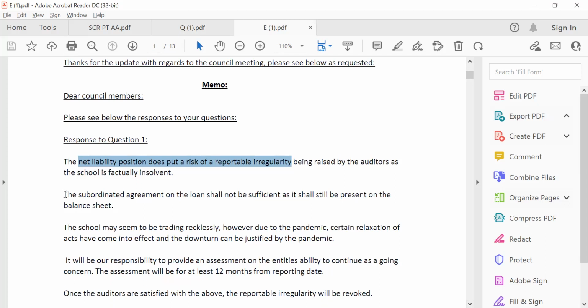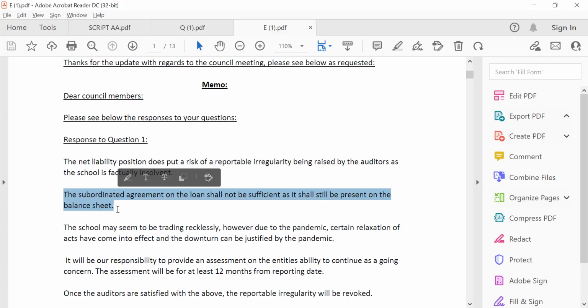The candidate then further goes on to say, the subordination agreement on the loan shall not be sufficient, as it shall still be present on the balance sheet. Yes, the loan will be present on the balance sheet, but what does the subordination agreement actually show? It shows that the Midrand school is not trading recklessly. The Midrand school is actually acting in the best interest of its creditors. That's what the subordination agreement shows in terms of question 1.